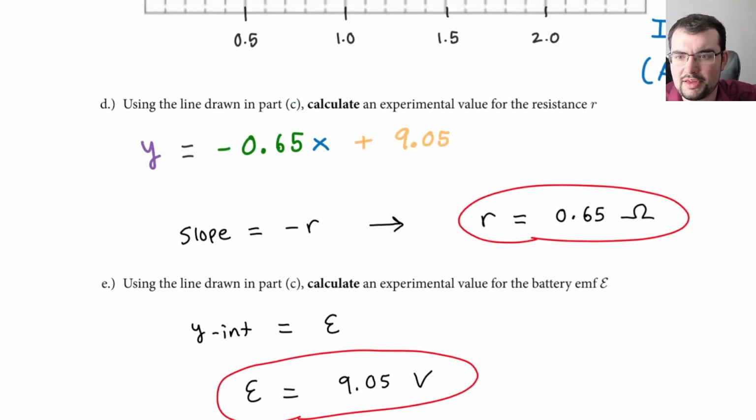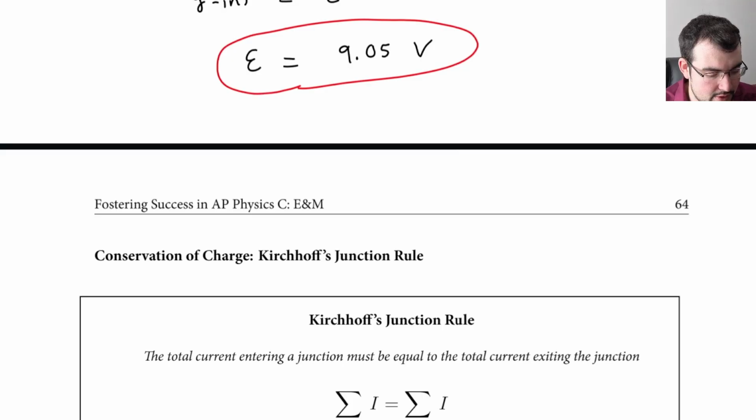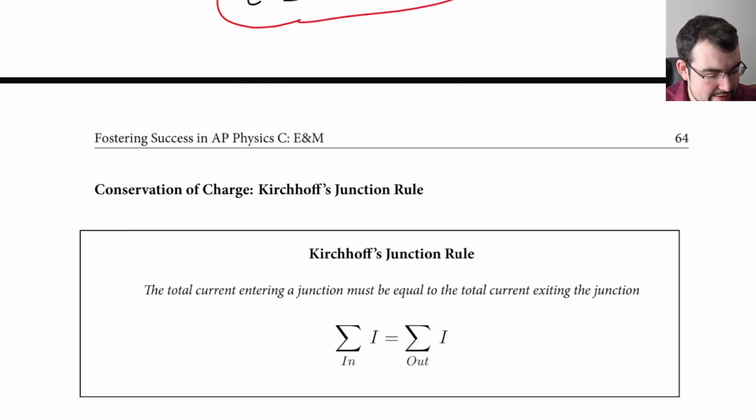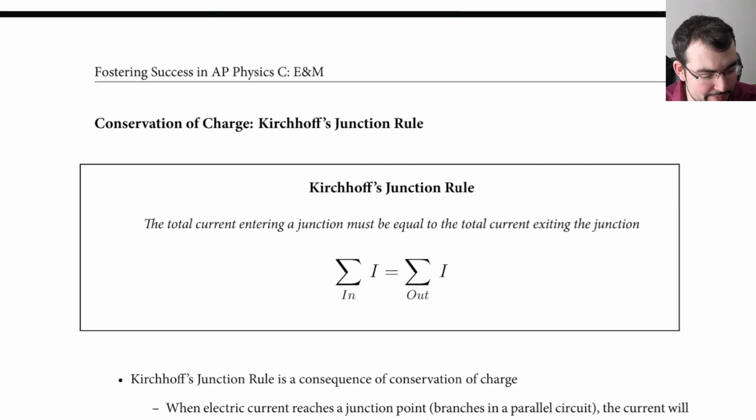So that's kind of everything we can do with the loop rule before getting into complex circuits. So now we have an easier rule to understand, which is called the junction rule. And this is just conservation of charge. If you have a junction, meaning a point where there are multiple paths, so this is about parallel circuits, the total current into the junction has to equal the total current out of the junction.